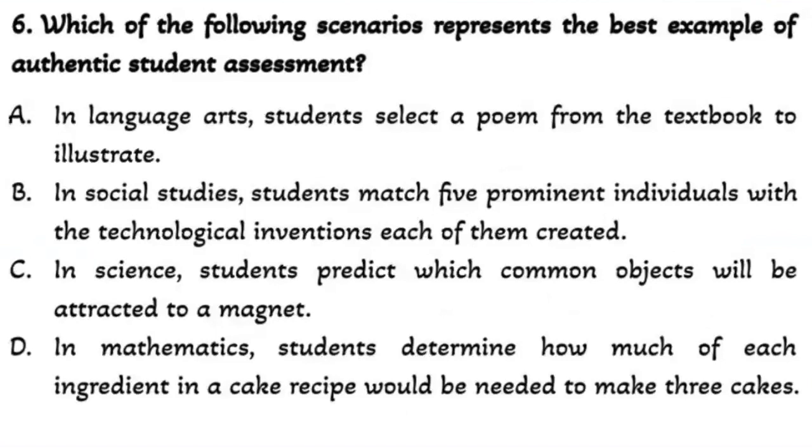6. Which of the following scenarios represents the best example of authentic student assessment? A. In language arts, students select a poem from the textbook to illustrate. B. In social studies, students match 5 prominent individuals with the technological inventions each of them created. C. In science, students predict which common objects will be attracted to a magnet. D. In mathematics, students determine how much of each ingredient in a cake recipe would be needed to make 3 cakes. The correct response is D.